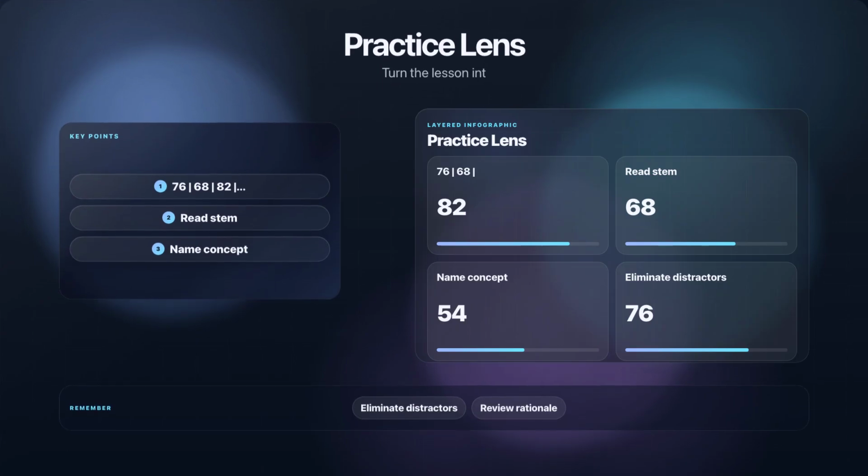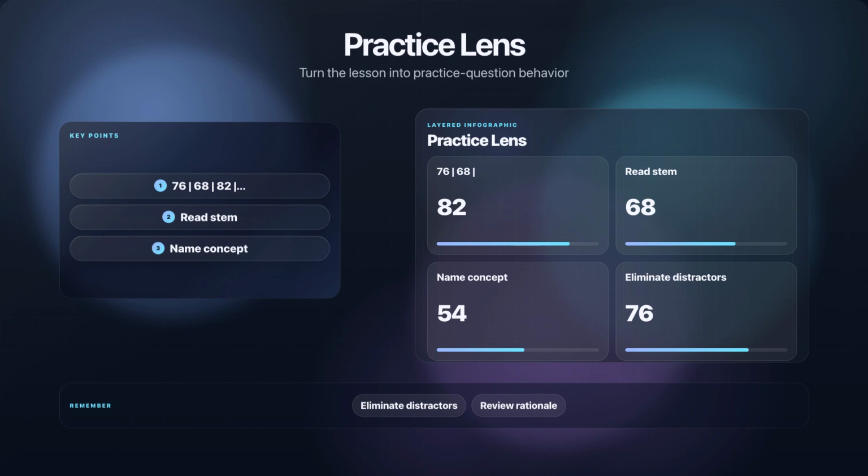In practice questions, do not only ask whether you got the answer right. Ask why the correct answer is correct and why the other choices are wrong. That is how you turn capital markets from passive knowledge into exam-ready understanding.